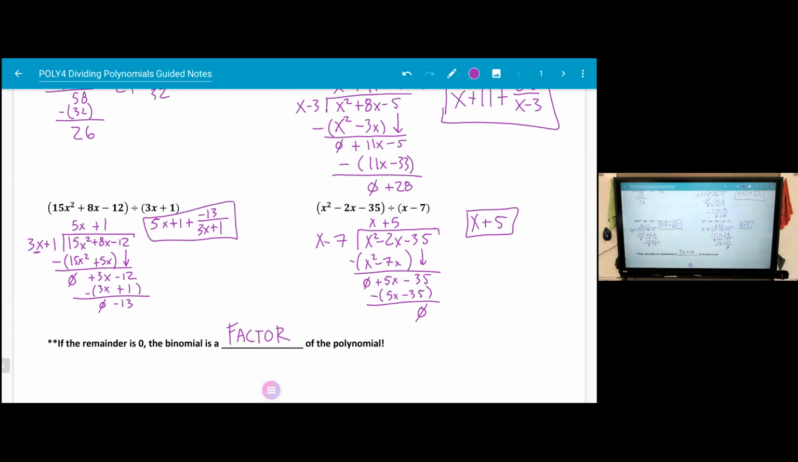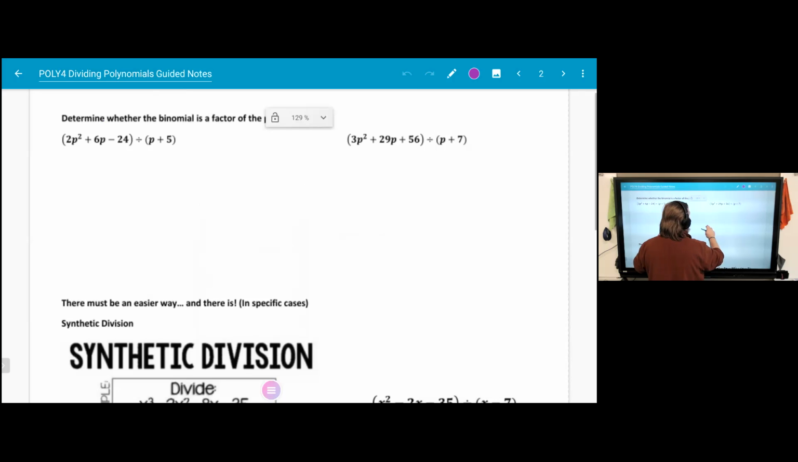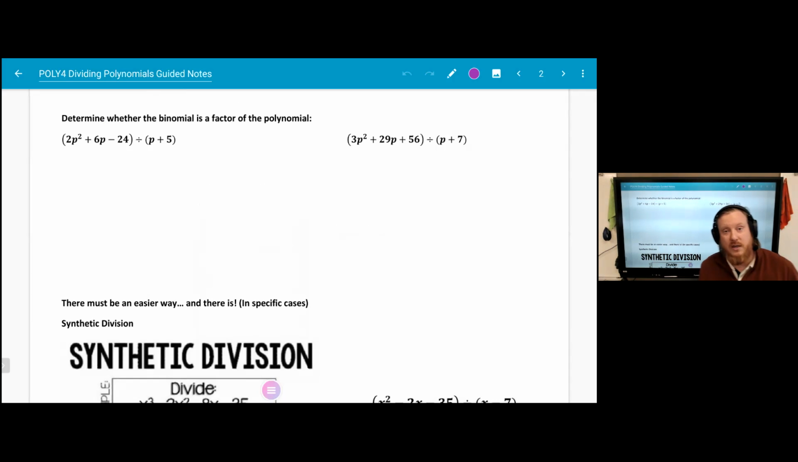Now, what I want you guys to do is to go ahead and try these two. Again, just do long division. Ignore everything that says it might be a little easier down below. Try these two, once again, with long division, and then we're going to talk about it. Do the division first. If the remainder is 0, it is a factor. If the remainder is not 0, it's not a factor. Okay, so try these out, see what you get, come on back, check your work.